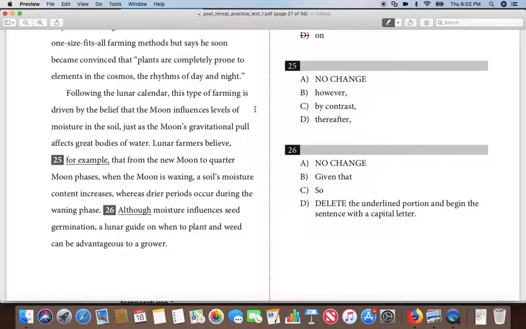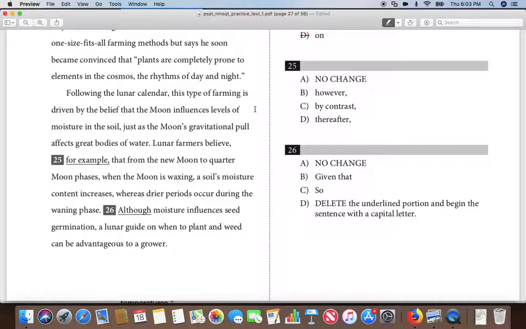Following the lunar calendar, this type of farming is driven by the belief that the moon influences levels of moisture in the soil, just as the moon's gravitational pull affects great bodies of water. Lunar farmers believe that from the new moon to quarter moon phases, when the moon is waxing, a soil's moisture content increases, whereas drier periods occur during the waning phase.